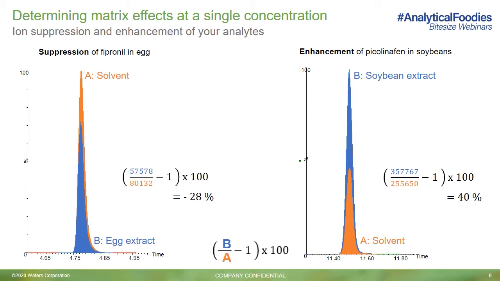These assumptions are supported with a quantified value of the effects using the B over A equation, where nearly 30% suppression and 40% enhancement is determined for fipronil and picolinafen respectively.